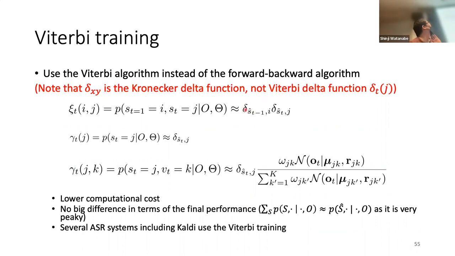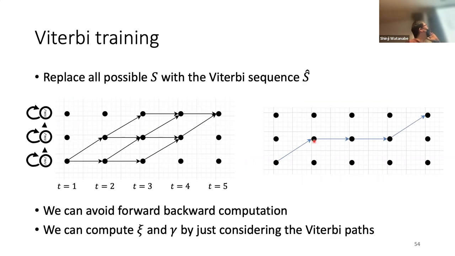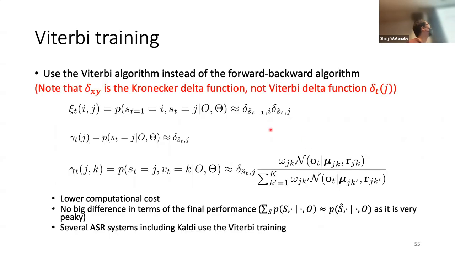I apologize that it is a little bit confusing. I use the same delta for the delta function and the Kronecker delta, but I thought it is easier to understand. The Kronecker delta should not be changed, and the Viterbi algorithm delta is also often used, so I hope you are not confused. But anyway, by using the Kronecker delta function, we can compute this xi. The Kronecker delta function basically considers, for example, if the best sequence is moving this way, then the gamma contribution is only considered along this path, and we don't consider all the other ones. This is represented as the delta function, and the same for the gamma.